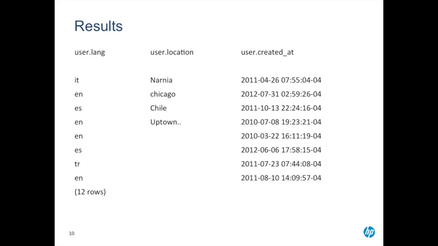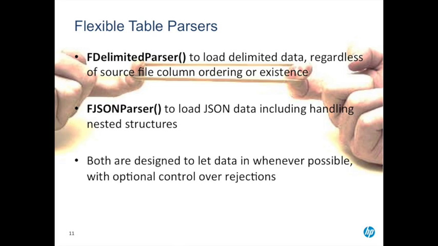The flex table parsers that you would use, two of them are coming out of the box. The F-delimited parser is used to load delimited data regardless of the source file, column ordering, or existence. And the F-JSON parser is able to load JSON data, including handling nested structures. They're both designed to let the data in whenever possible, and there are some optional controls over your rejection.